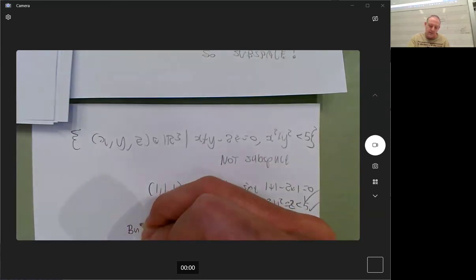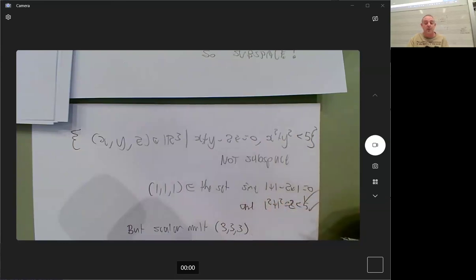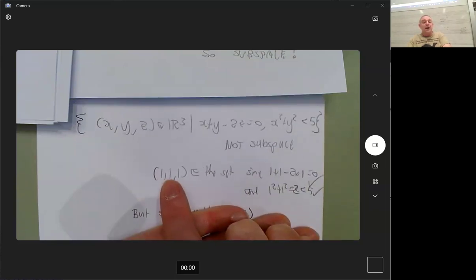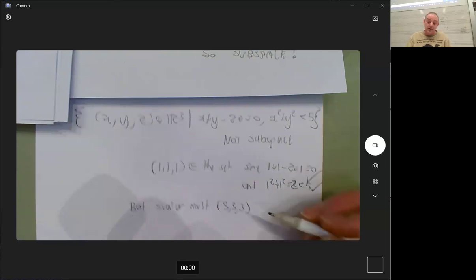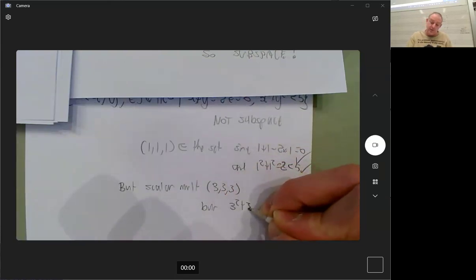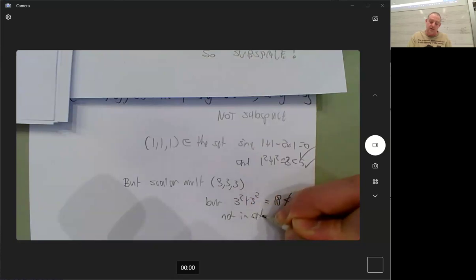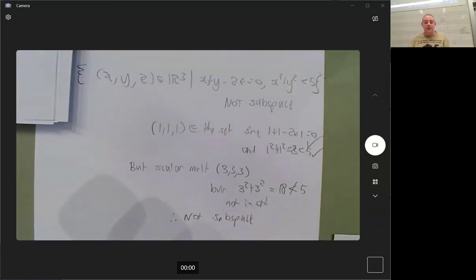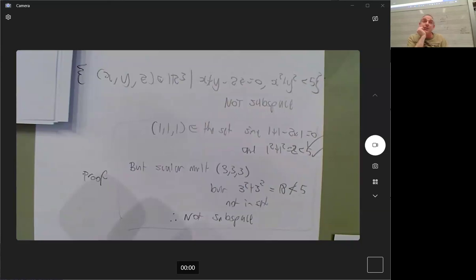Okay, but scalar multiple, let's go 3, 3, 3. That's a scalar multiple of this vector. So I'm thinking this is one of the vectors in my set. Instead of trying to make a vector that's in the set, I'm just going to scalar multiply and make a new vector and wonder if it is in my set. But 3 squared plus 3 squared is 18, which is not less than 5. And so it's not in the set, and therefore it's not a subspace. This bit's the proof, because it directly uses the definition, and so it doesn't satisfy the scalar multiplication rule.